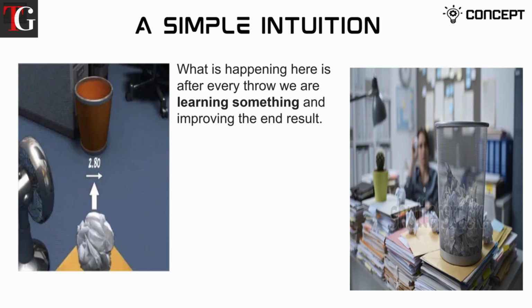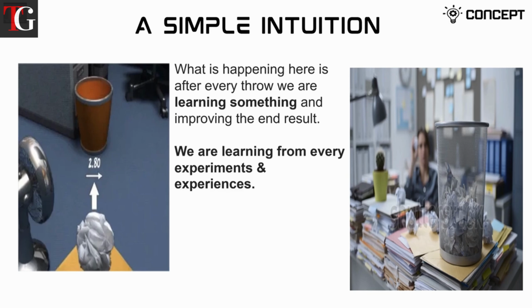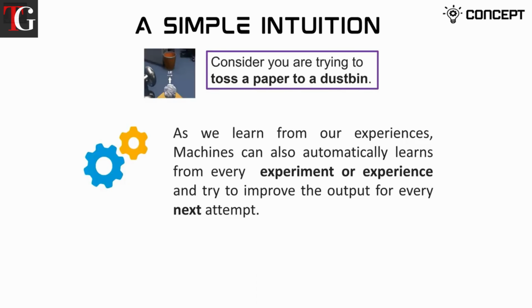What is happening here is, after every throw, we are learning something and improving the end result. We are learning from every experiment and experience. Machine can do similar things too. As we learn from our experiences, machines can also automatically learn from every experiment or experience and try to improve the output for every next attempt.